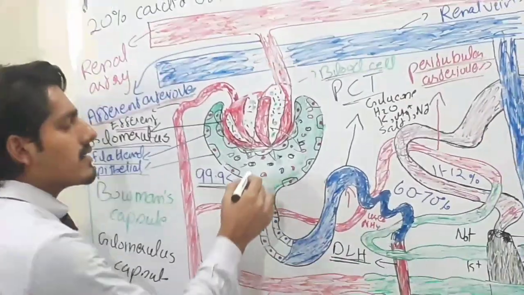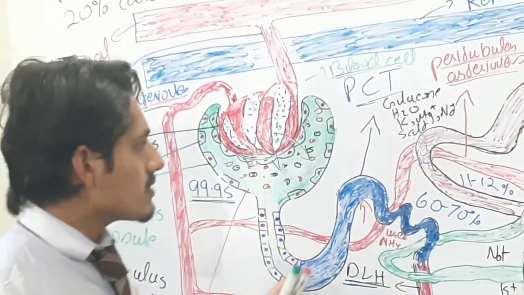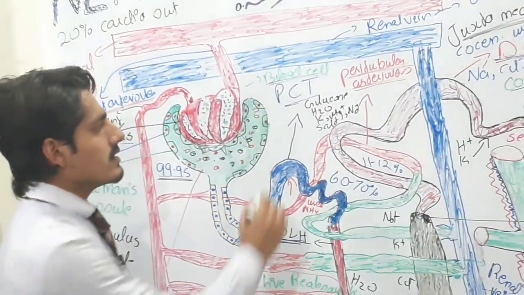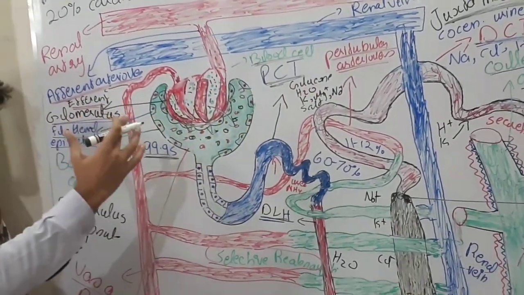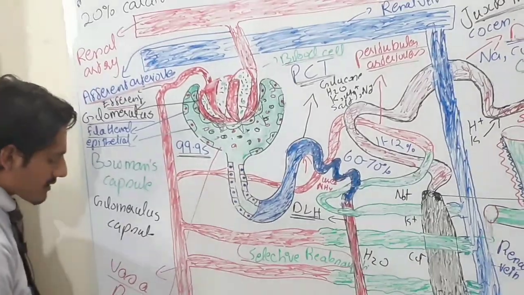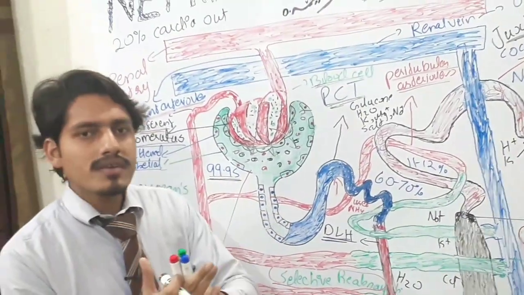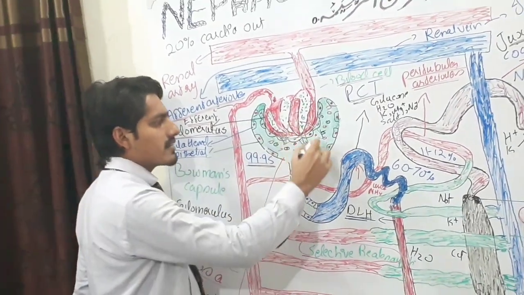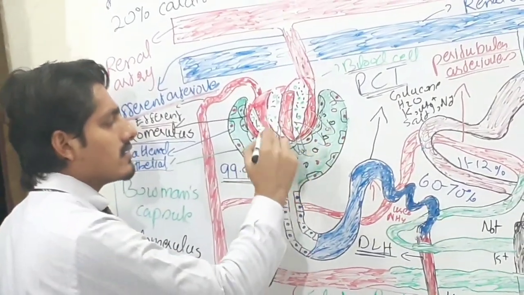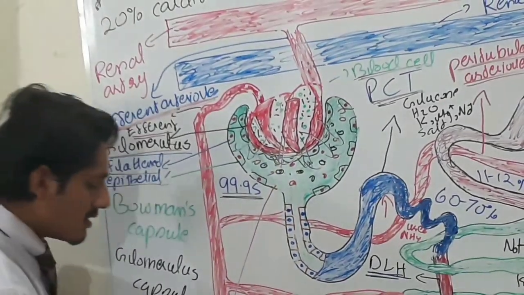Okay, when the filtrate comes into Bowman's capsule, it goes towards the proximal convoluted tubule. Here there is high blood pressure, therefore this phenomenon is called pressure filtration, because the high blood pressure acts on the glomerulus capillaries, which forces all the filtrate into the Bowman's capsule. Therefore this phenomenon is called pressure filtration.